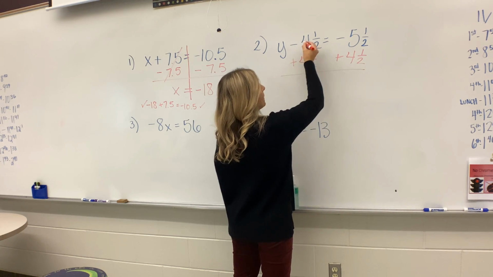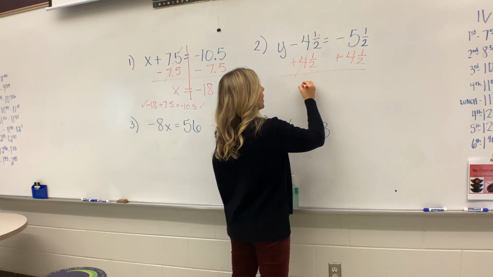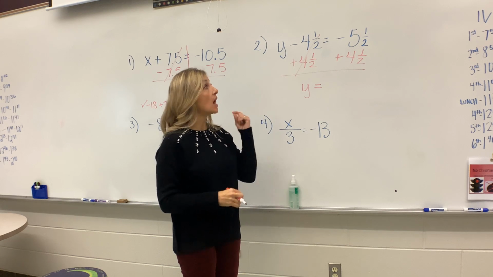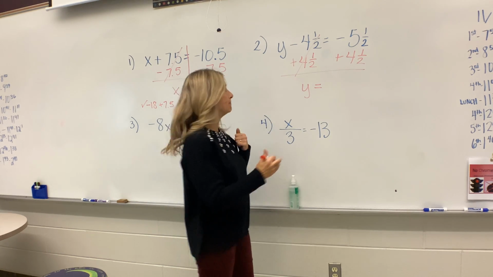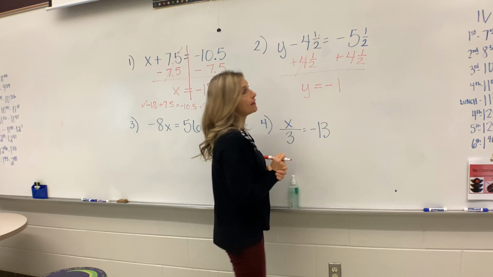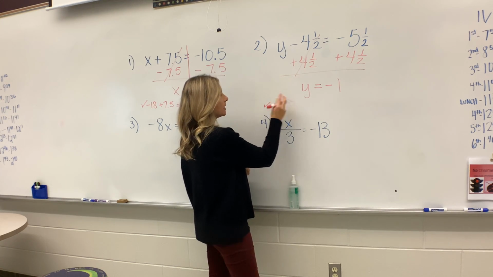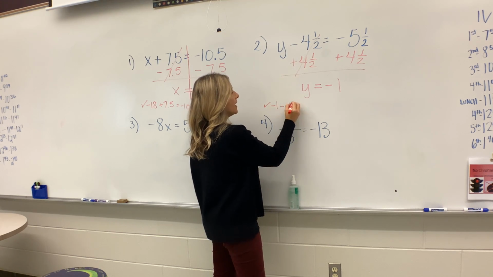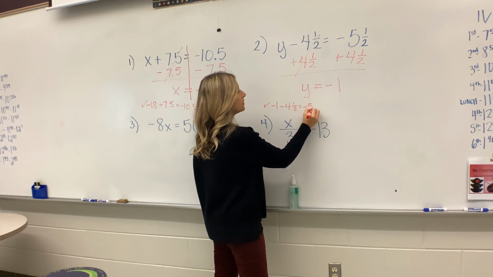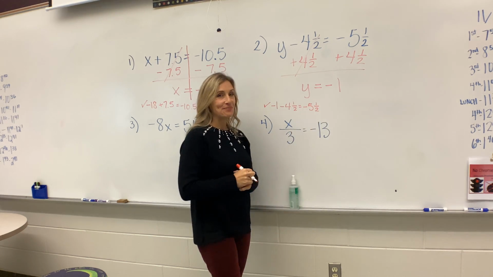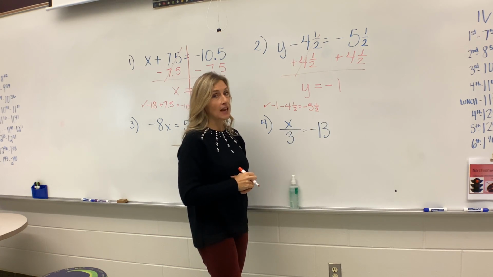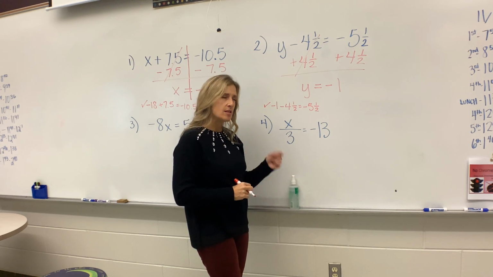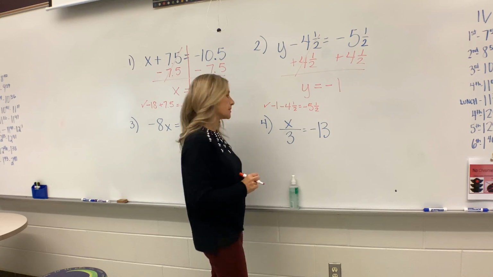Negative 4.5, or minus 4.5, plus 4.5 is gone. I'm left with y equals negative 5.5 plus 4.5, which is negative 1. So y equals negative 1. I'm going to check that. If y is negative 1, I should be able to put a negative 1 right there, and this would be true. It is. Negative 1 minus 4.5 is negative 5.5. I know I've solved it correctly. And remember, you can use the fraction button or the decimal button on your calculator to help you with these.